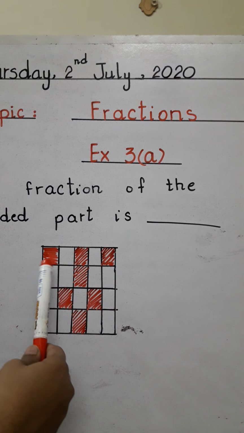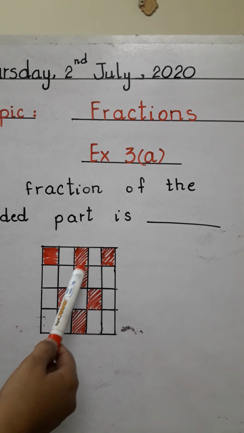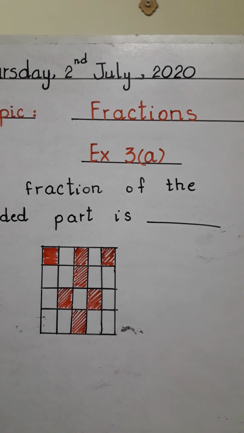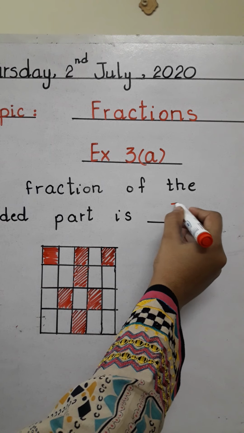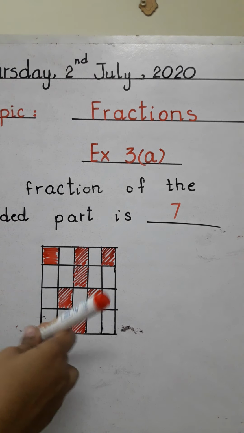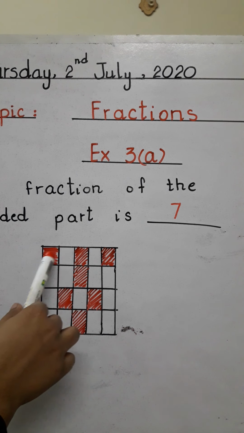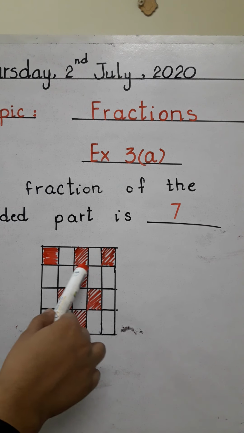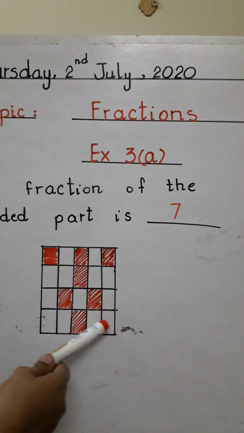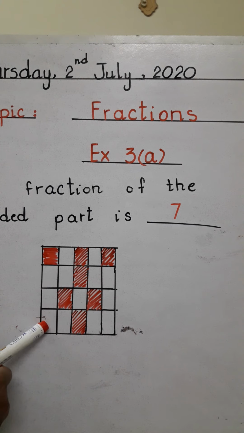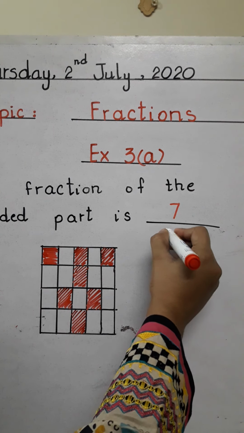First of all, we will count the shaded part. So 1, 2, 3, 4, 5, 6, and 7. The colored part we will write at the top of the line. And how many total? 1, 2, 3, 4, 5, 6, 7, 8, 9, 10, 11, 12, 13, 14, 15, 16, 17, 18, 19, and 20. So the total number of parts is 20.